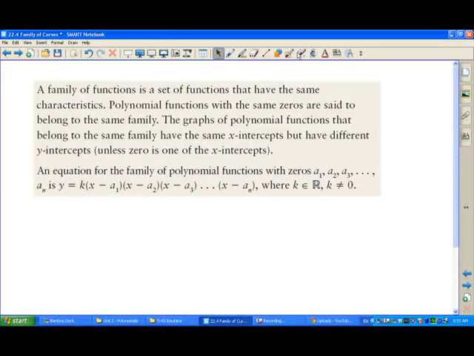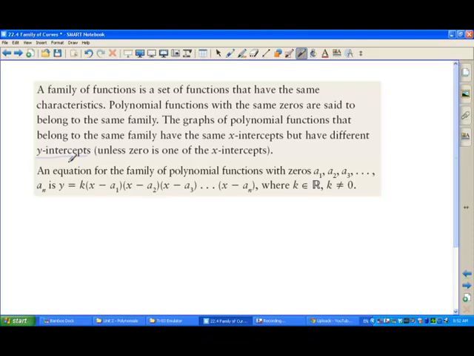What we're seeing is something called a family of polynomial functions. A family of functions is just a set or group of functions that share the same characteristics. So polynomial functions that have the same zeros, the same x-intercepts, belong to the same family. And the graphs of these functions have the same x-intercepts, but if we look back, they could have different y-intercepts.